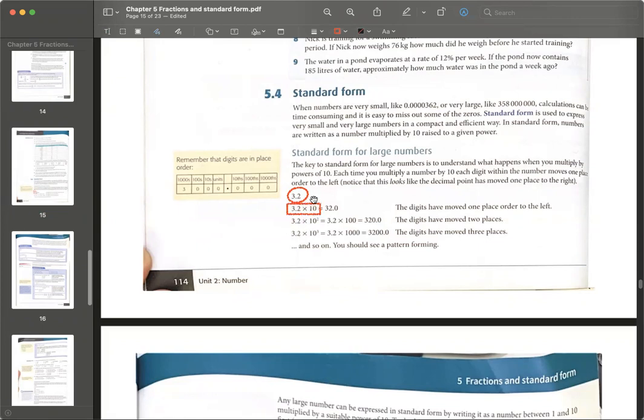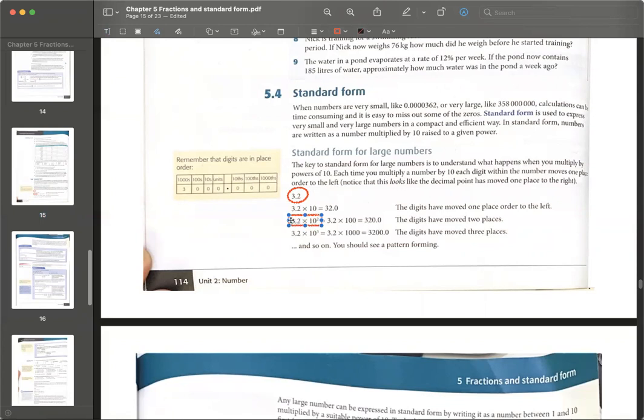If it is less than 1, means you have to multiply by 10 to the power of negative something. If it's more than 10, then you have to multiply it by tens. So this is multiplied by 10 to the power of 2. This is the standard form for this, 320.